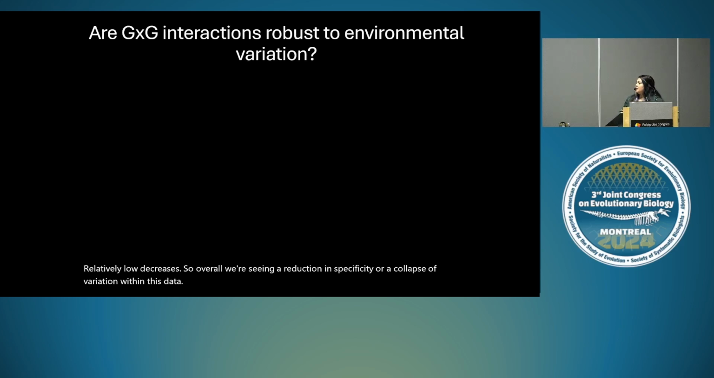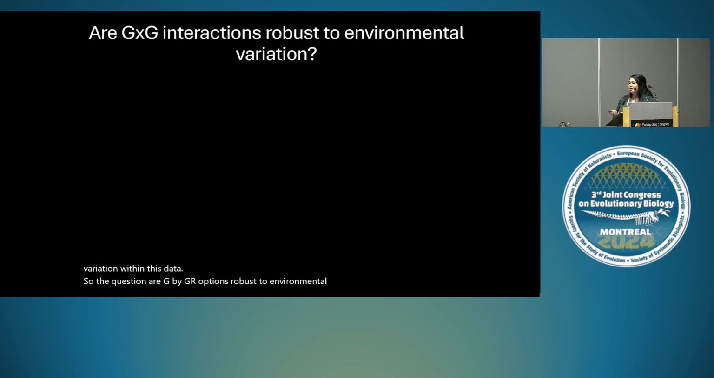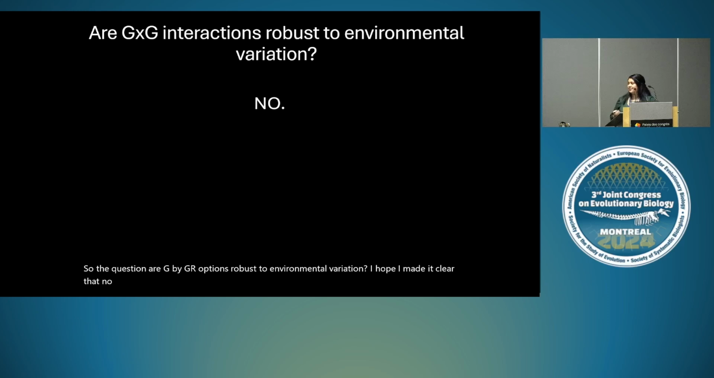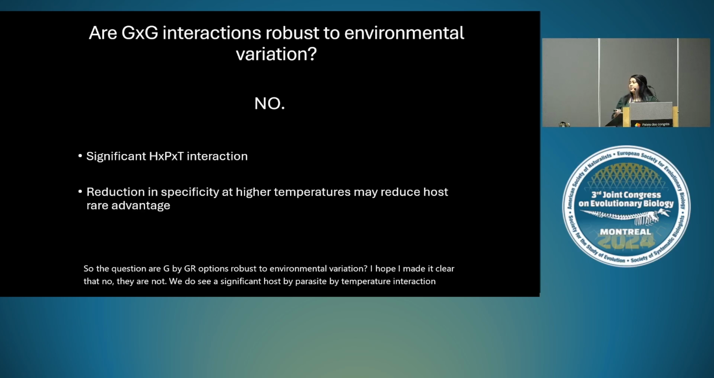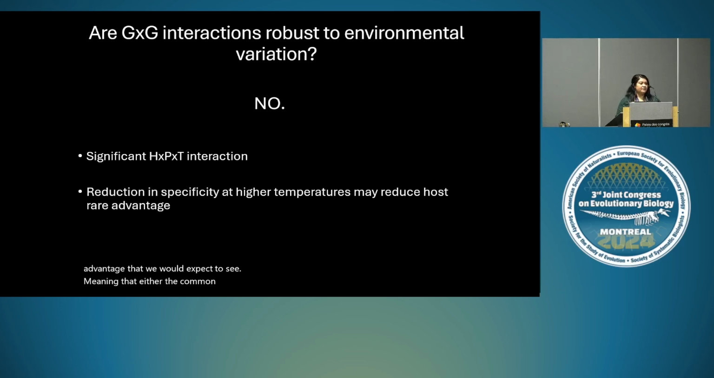So the question, are G by G interactions robust to environmental variation? I hope I made it clear that no, they are not. We do see a significant host by parasite by temperature interaction, and we think that the reduction in specificity at higher temperatures could reduce the rare host advantage that we would expect to see, meaning that either the common host can gain an advantage or the rare host is going to lose their advantage, which could result in loss of genotypes.